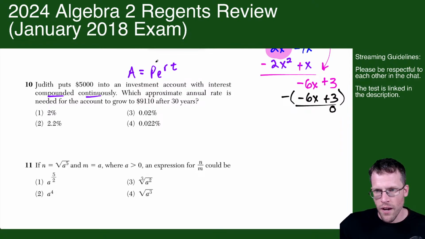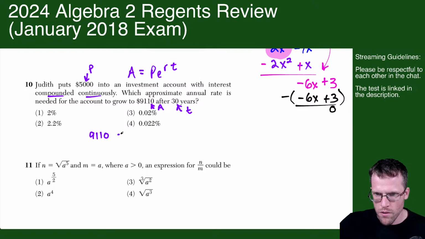So Judith puts 5,000. That's the principal amount. And what is the approximate annual rate needed for the account to grow to this after 30 years? Okay, so this would be A. And this is the time. And this is the principal. So here you just plug in. So we're going to have 9110 equals P is 5,000. And then we have e, I'll make that neater, to the r times t is 30.